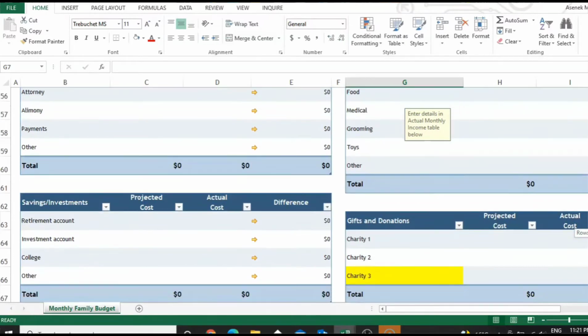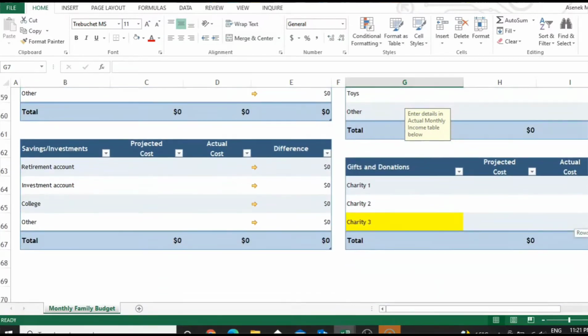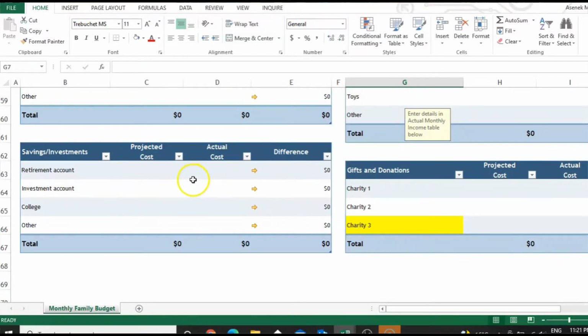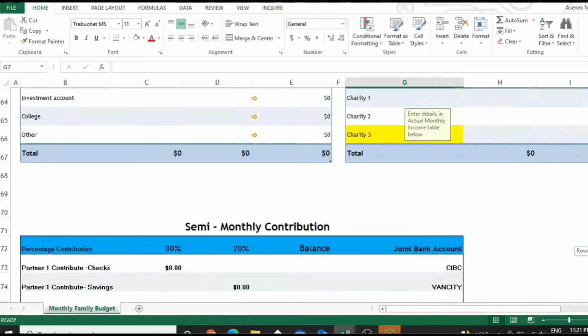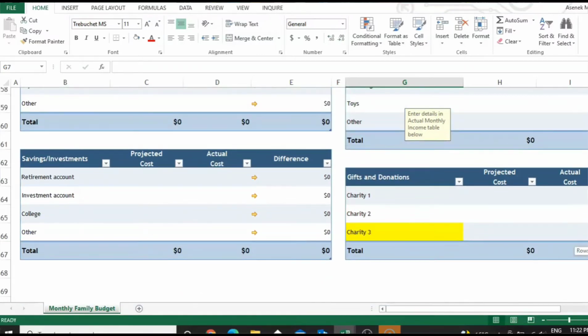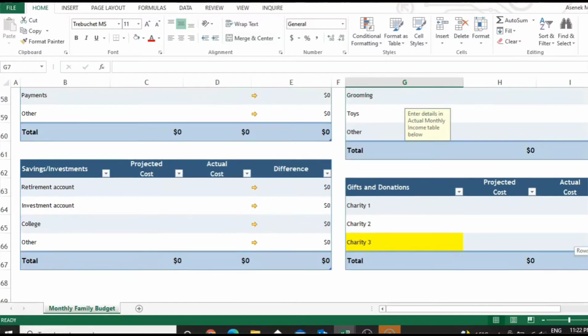Another budget category that is very important for every family is the savings and investment category. In this category, you are budgeting for your retirement. There'll be an amount that you put in this account every month, and you want to make sure that your projected amount and your actual amount are also entered. The amount that you enter in your investment account for college or tuition in the future should also be budgeted in this area. Don't forget to also include your emergency funds in this category as well.